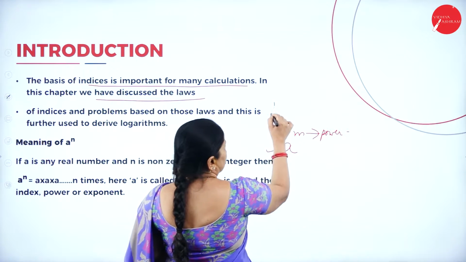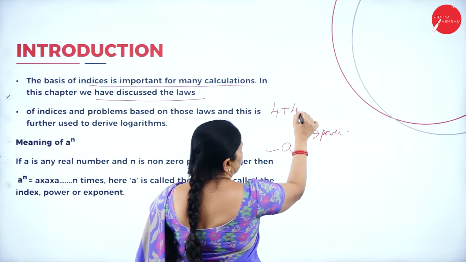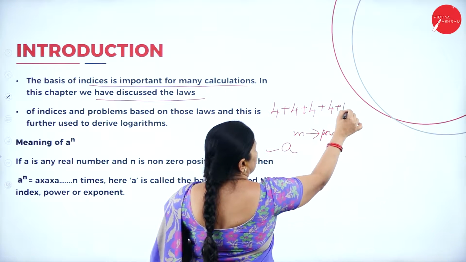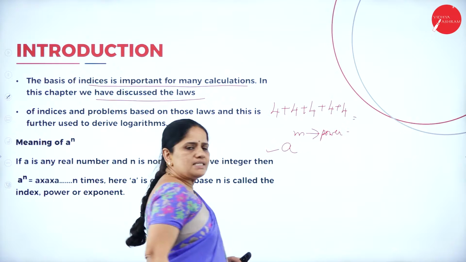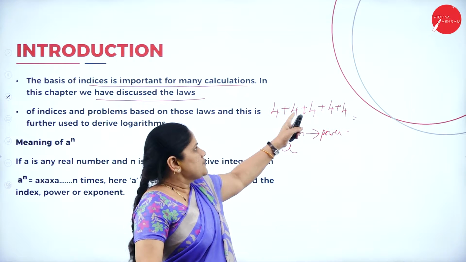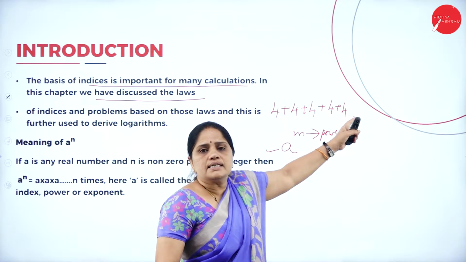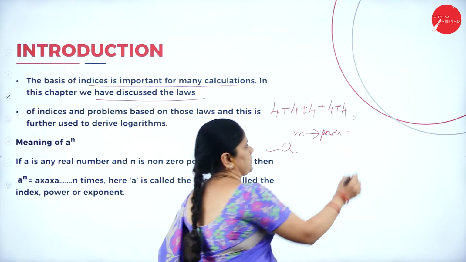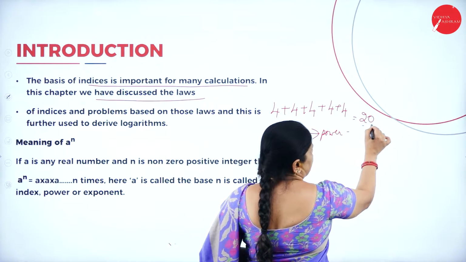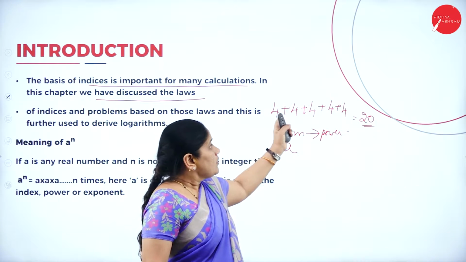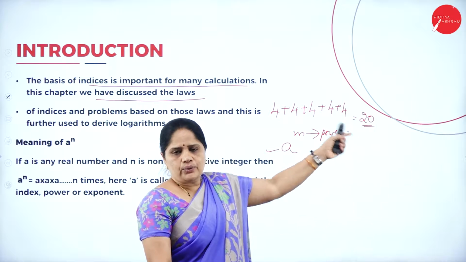Suppose I write 4 plus 4 plus 4 plus 4 plus 4. What is the answer you are getting? 4 plus 4, 8. 8 plus 4, 12. 12 plus 4, 16. 16 plus 4, 20. So, when you add 4, 5 times, you are getting 20.